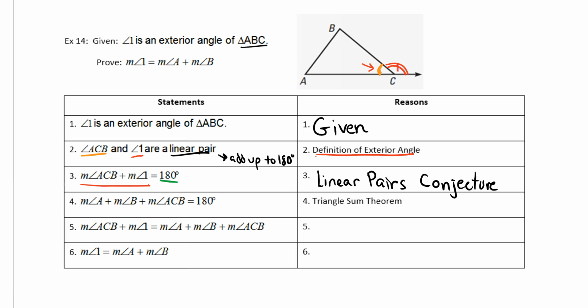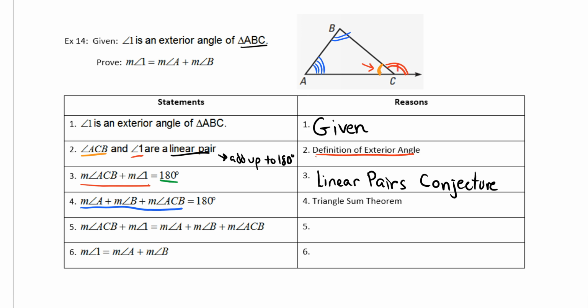Alright, so this next piece, they say that the measure of A, B, and this orange angle in here, ACB, is equal to 180 degrees. That's true by the triangle sum theorem. So yeah, that's all the angles inside of our triangle, right? So we got those angles there. So all those angles add up to 180. That makes sense, triangle sum theorem.